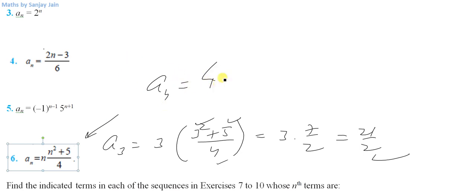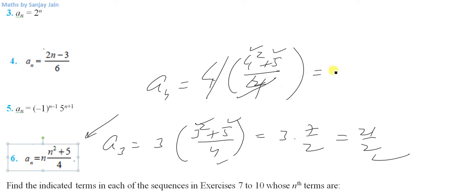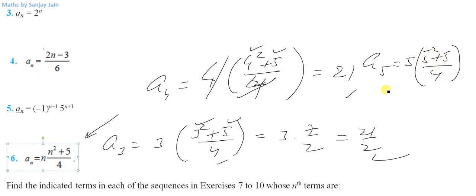a4 is equal to 4 into 4 squared plus 5 by 4. This is 16 plus 5, 21. So this 4 can be cancelled. a4 is 21. What about the fifth term? It is 5 into 5 squared plus 5 by 4. So it is 5 into, this is 25 plus 5, 30 by 4, or 15 by 2, right? Which is equal to 75 by 2. So this is the fifth term. I hope you got this.